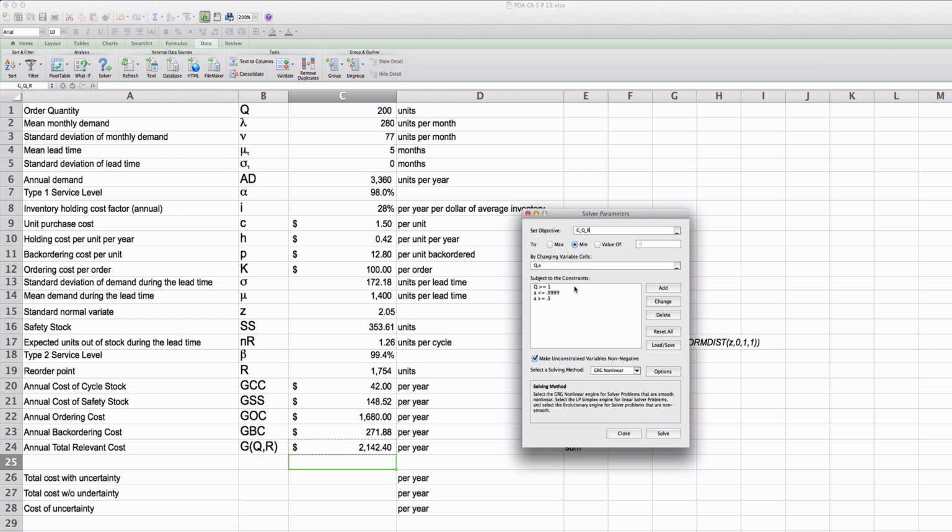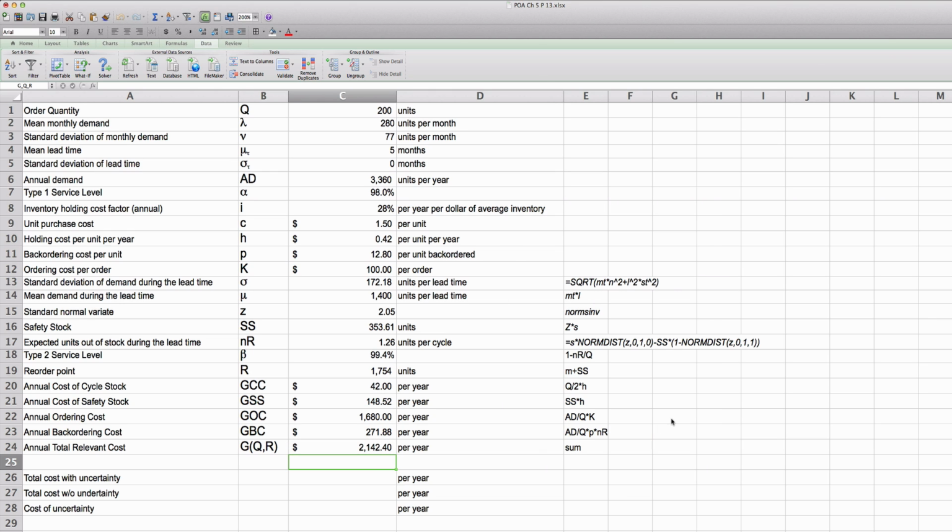So now I click OK, and what you see right here is my constraint optimization problem. Again, I want Excel to find the values of Q and alpha that will minimize the grand total cost of G of Q and R, subject to the constraints that Q be equal to or greater than 1, and that alpha be somewhere between 0.5 and 0.999. Now I click on solve, and you can see I get an optimal solution.